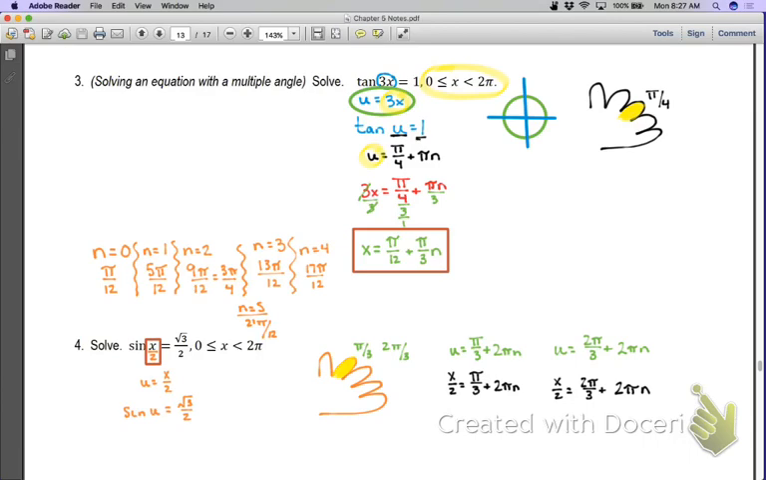Now, if it would have just been sine of x, we wouldn't have had to change anything, and it would have just basically been what was in the green, and we would have gone on. The reason why we did it this way is so you can see that if you have a half angle, I'm going to have 2 pi over 3 plus 4 pi n.